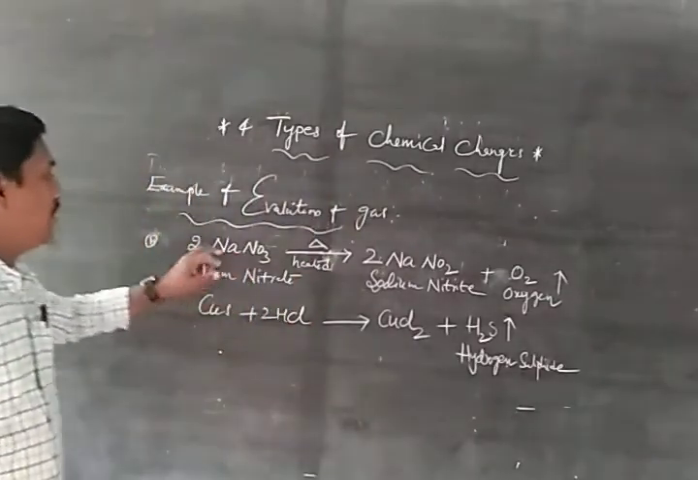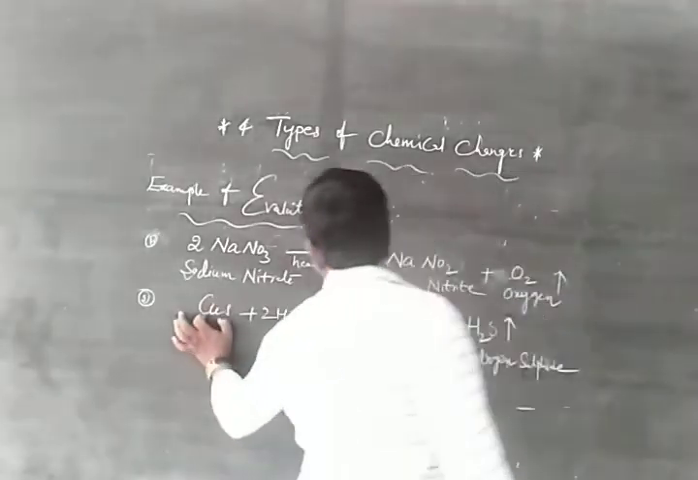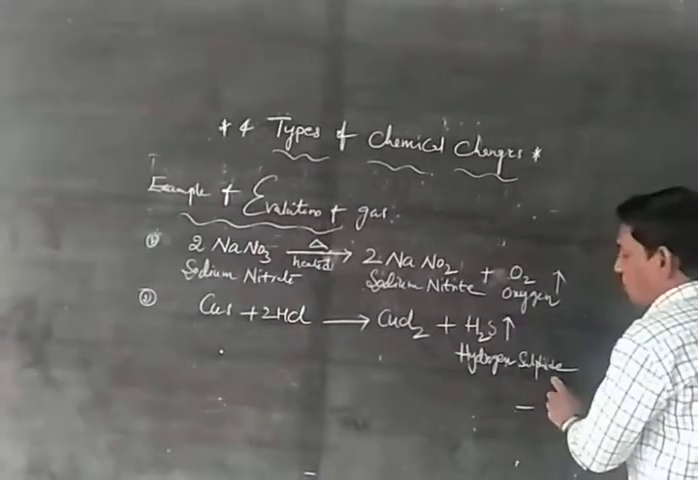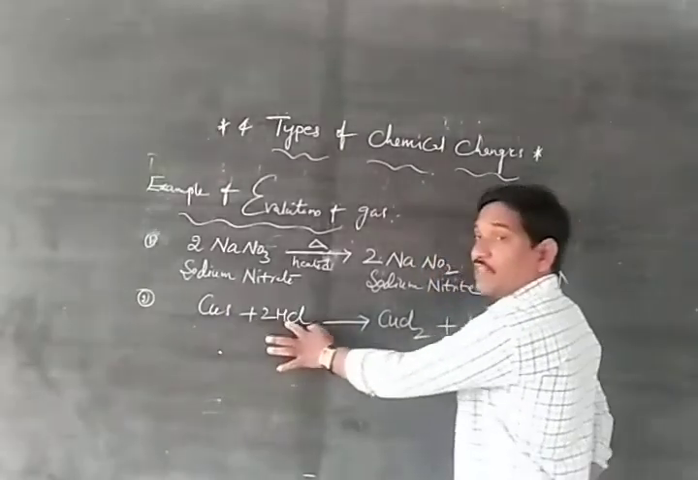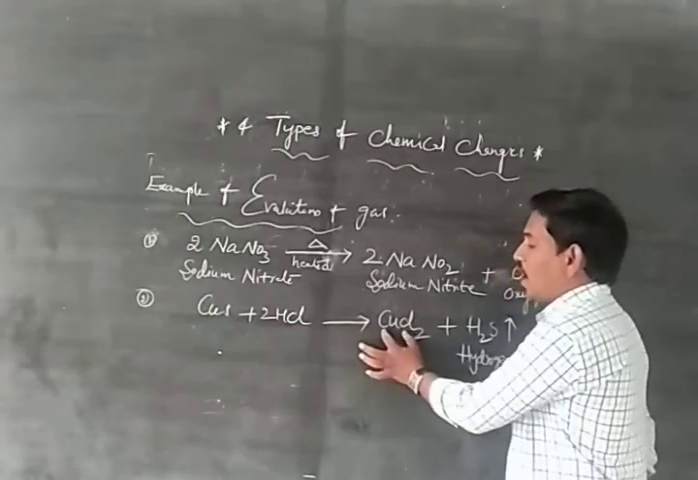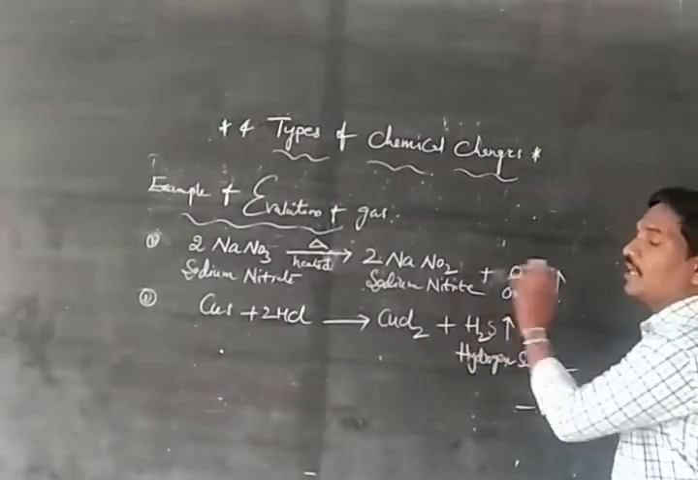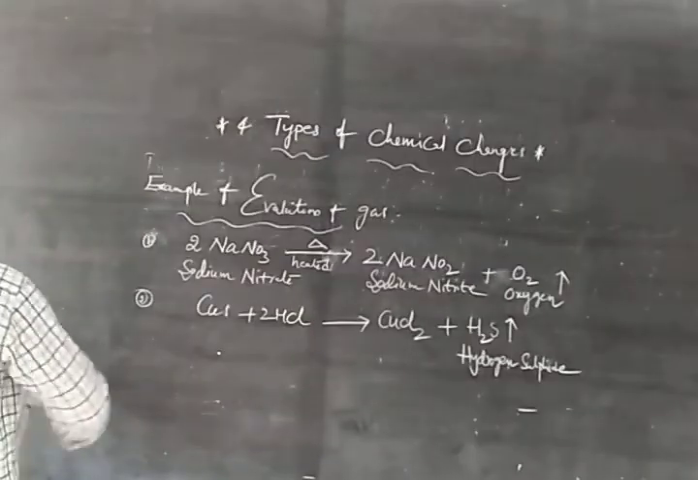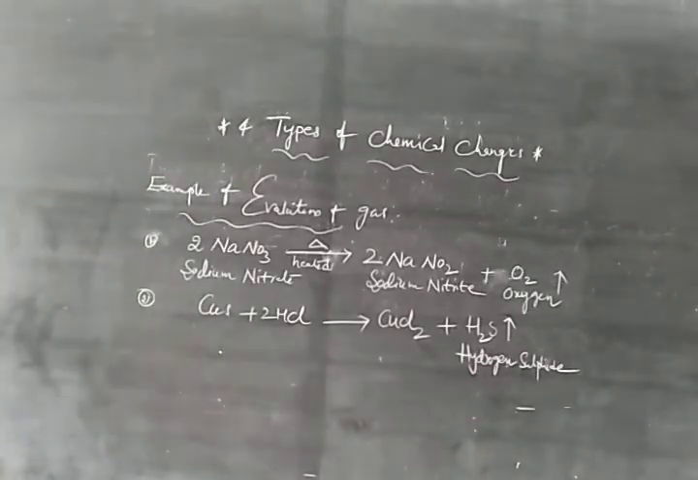is evolved. 2NaNO3 gives rise to 2NaNO2 plus oxygen. CuS plus 2HCl gives rise to CuCl2 plus H2S, hydrogen sulfide. When copper sulfide reacts with hydrochloric acid, it forms copper chloride and H2S. Hydrogen sulfide gas is evolved during the chemical reaction. Okay, these are the examples of evolution of gas.